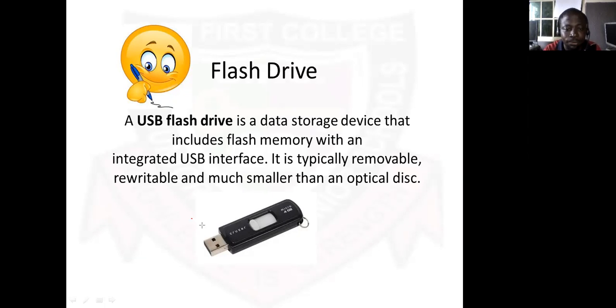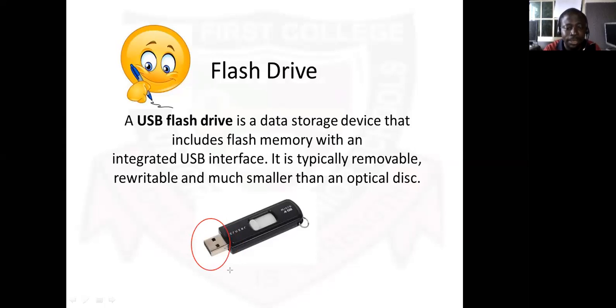Okay. Can you see the USB interface, where the circle is? I've drawn a circle over it. Now, this thing is plugged inside the what? The USB port. The USB port. Look at.